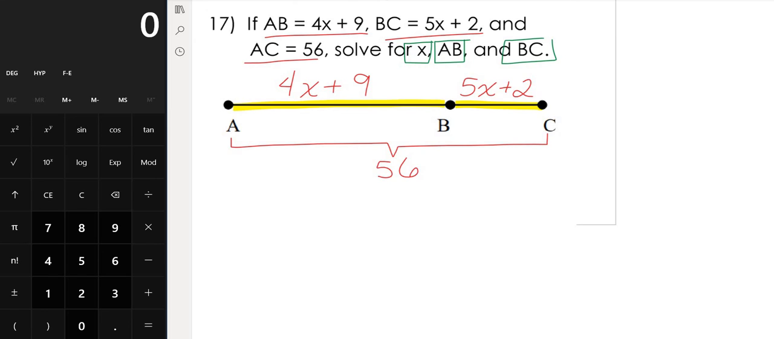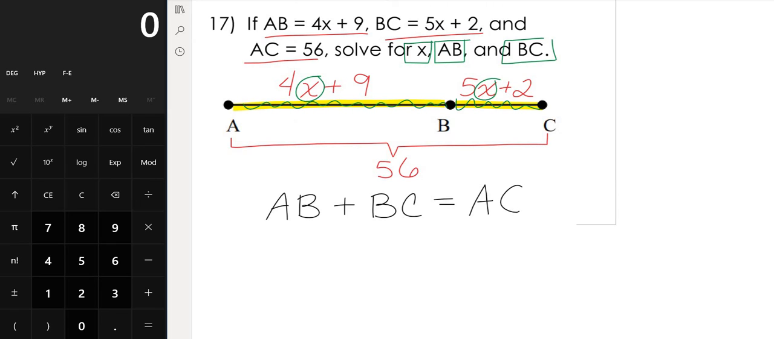Now, the only way that I can get AB and BC is if I know what x is. So my first step is, let's go ahead and set up an equation that lets me get x, and then at the end I can plug in and get AB and then BC. So let's start with getting x. Remember what we talked about in the last problem. If I have a line segment that's split into pieces, when I add the pieces together, it should give me the whole thing. So if I have AB as the left piece plus the right piece BC, that will equal the whole thing that makes up the whole line segment, which is AC.